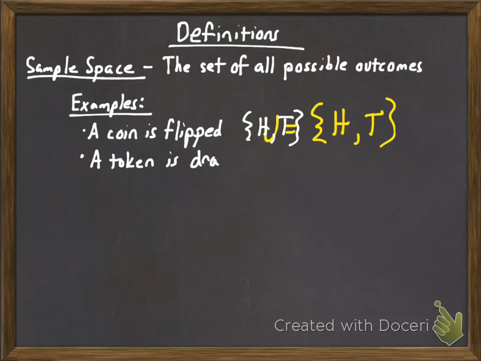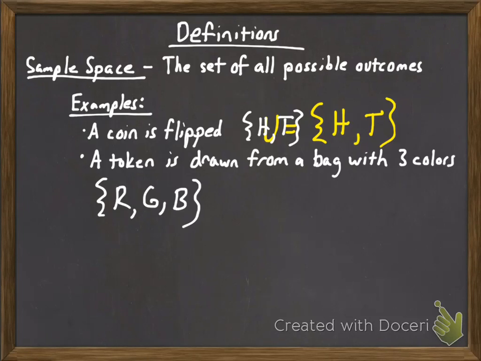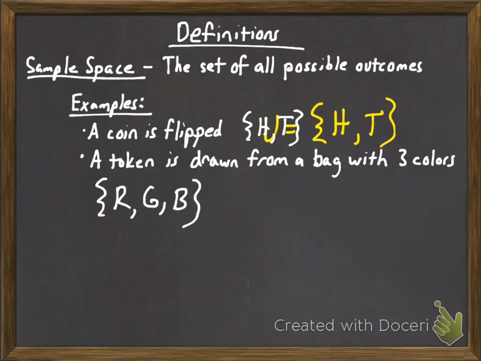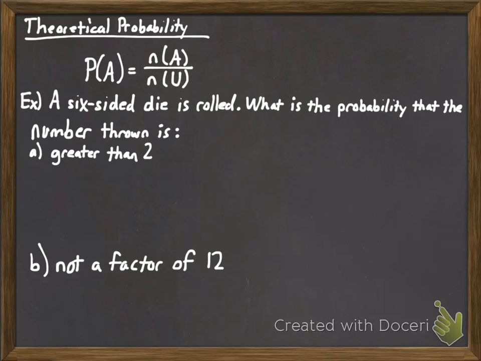Or you could have a token that is drawn from a bag with 3 colors. It could be that red, green, and blue are the only colors in the bag, and so the sample space includes red, green, and blue. You might roll a die that has the numbers 1 through 6, and the sample space is the numbers 1, 2, 3, 4, 5, 6. Or you could have the numbers 1 through 8. There are lots of different things, but a sample space is always a set of all possible outcomes.